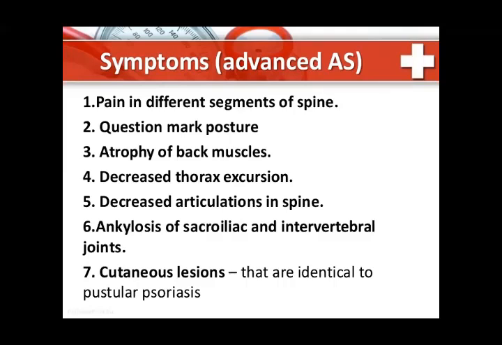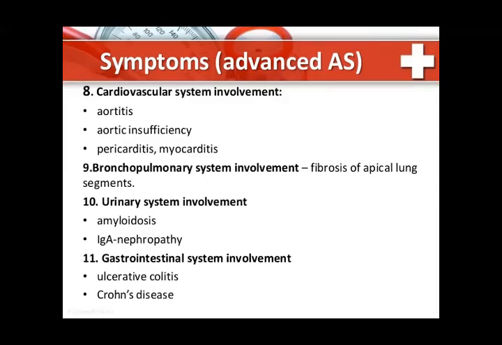Decreased articulation of the spine and ankylosis of the sacroiliac and intertendon joints. Cutaneous manifestation can take place, but most important is the cardiovascular and the gastrointestinal and urinary manifestation. In the cardiovascular system, ankylosing spondylitis is an inflammatory process that can lead to aortitis. Aortitis leads to aortic regurgitation, aortic insufficiency, and the patient can have pericarditis and myocarditis.